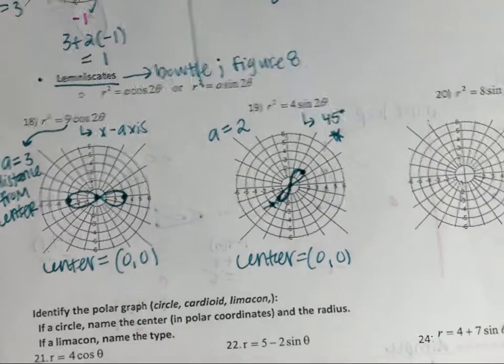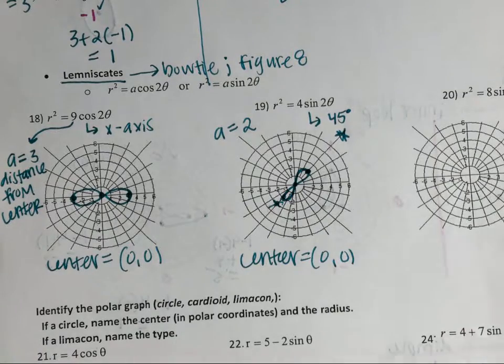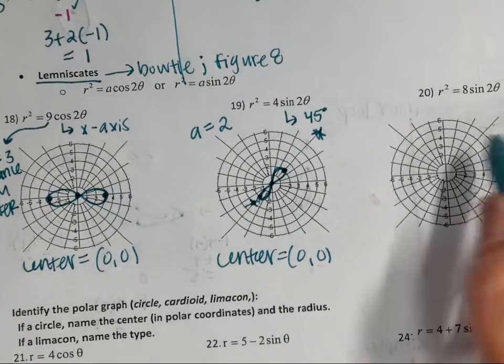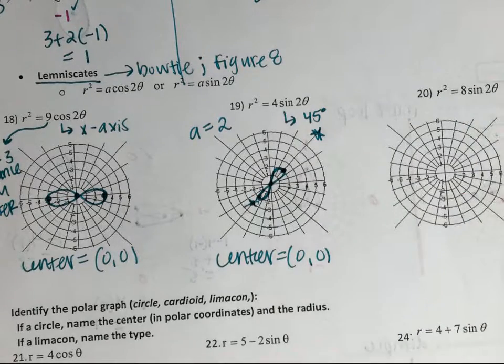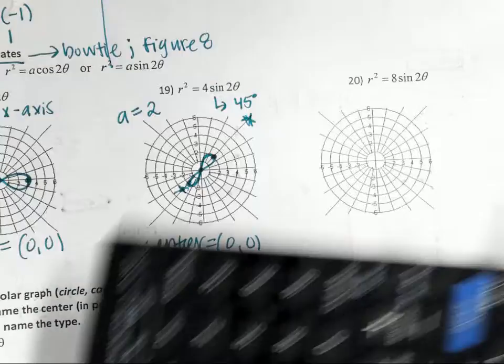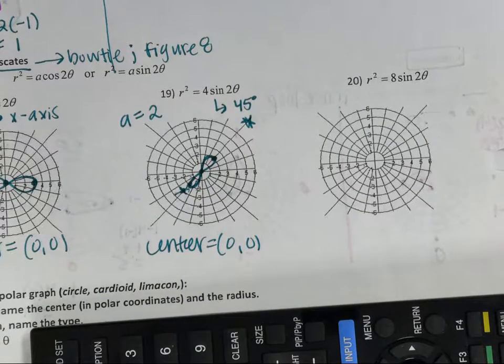Any questions about that? Go ahead and try number 20 on your own. I know 8's not a perfect square. You can just do it in your calculator and round to the nearest tenth. Let me know if you need some help.